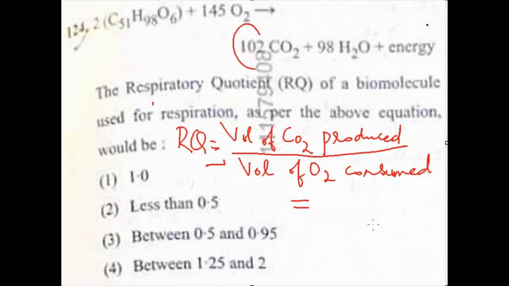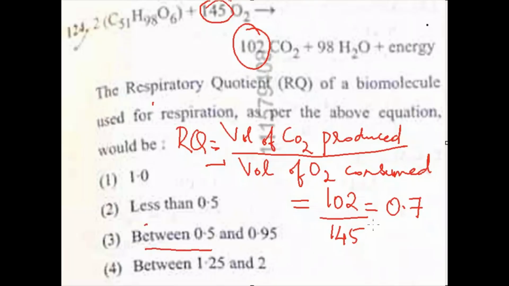Here we'll see volume of carbon dioxide produced because it is respiration. It is marked here 102, so place that in the numerator, 102 by volume of oxygen consumed. Here it is 145, so keep that in the denominator, 145. When you divide this, you will get an answer close to 0.7. So if that's the answer, 0.7, then option 3 will be the answer, that is between 0.5 and 0.95.